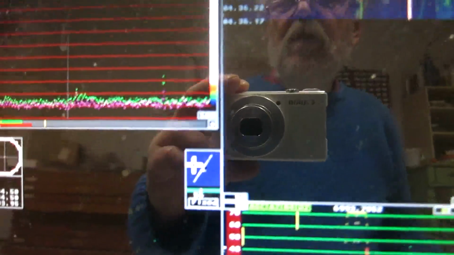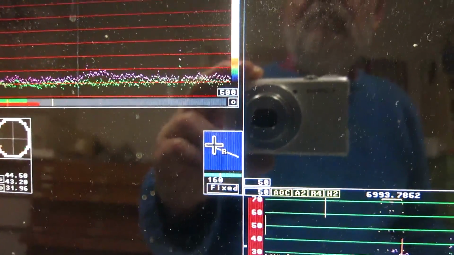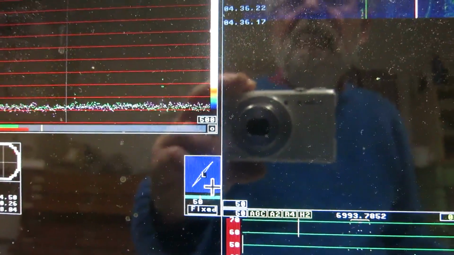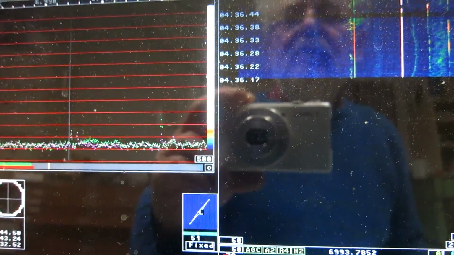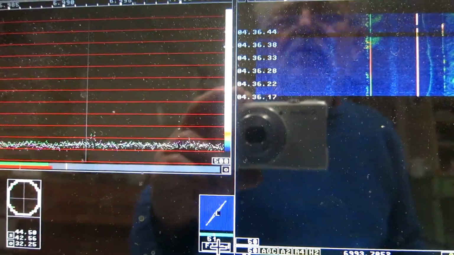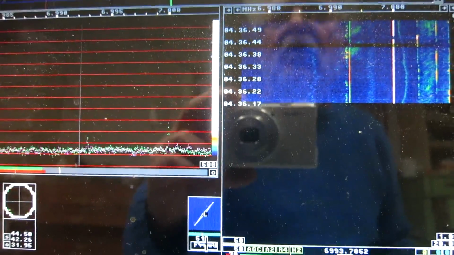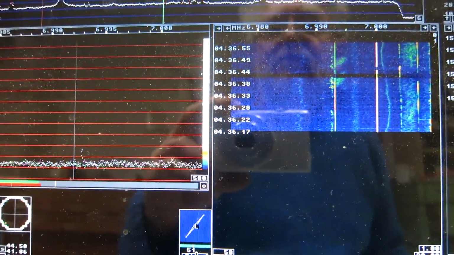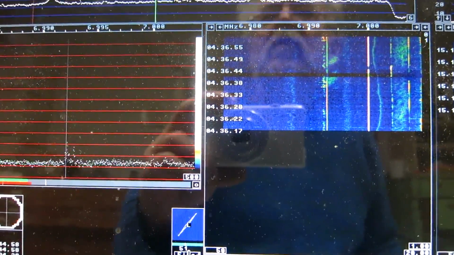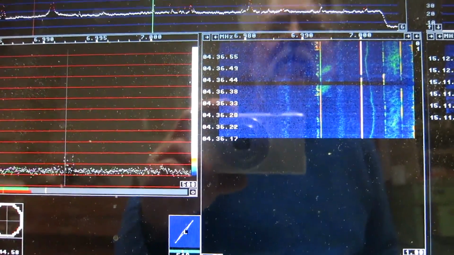I can change polarization. And as it happens, this signal is best heard in the combination where the interference is best suppressed. But there is no interference on this frequency, so it doesn't really matter.